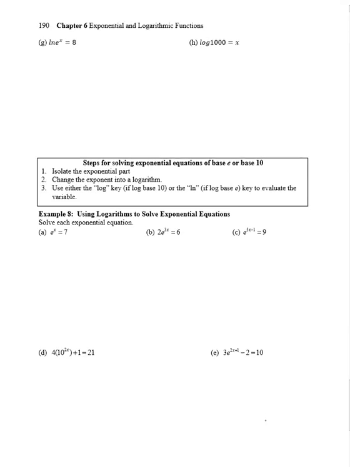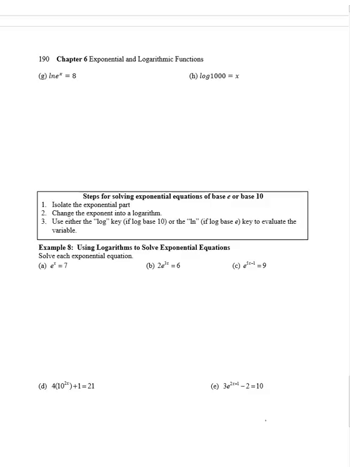Okay, scrolling down to the next page, we have log of e to the x equals 8. So that means e to the 8 equals e to the x. So x has to equal 8. Part H, we have 10 to the x equals 1,000. So 10 to the x, 1,000 is 10 cubed, so x equals 3.